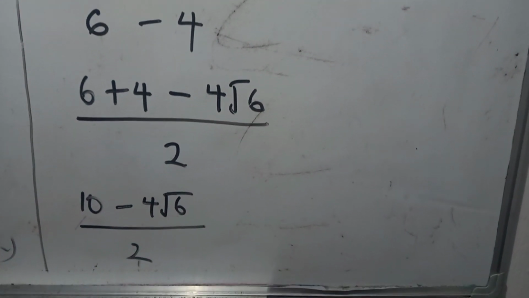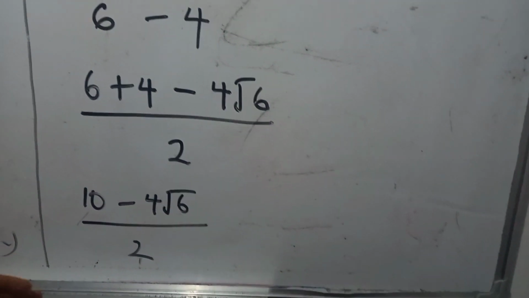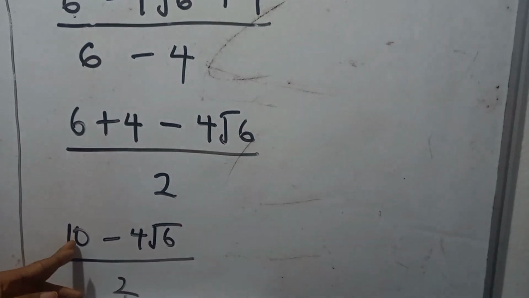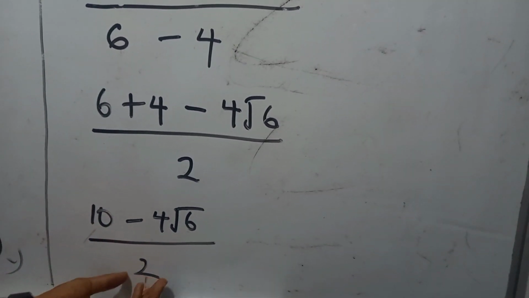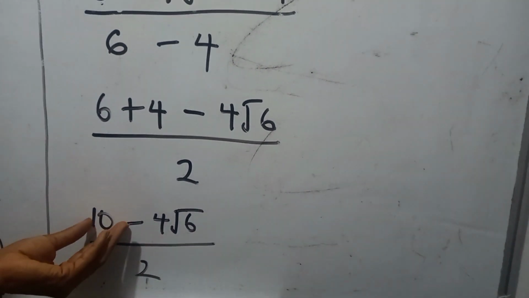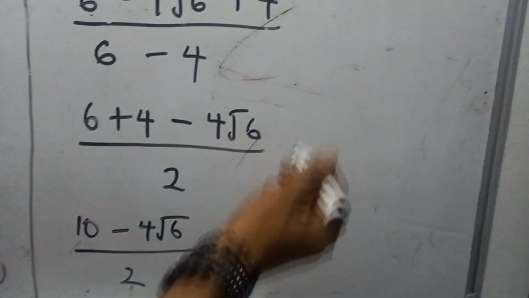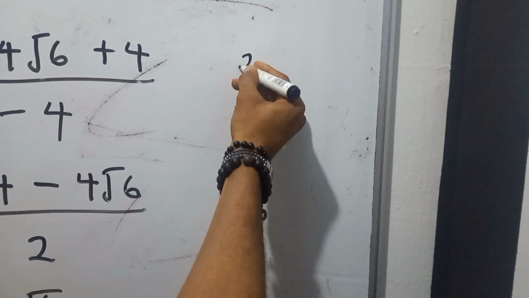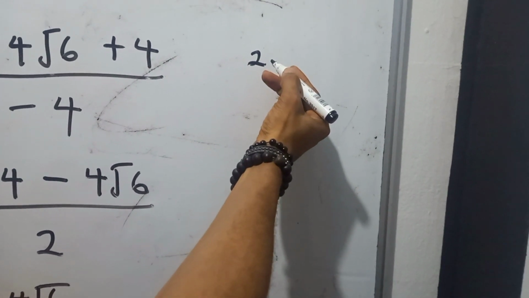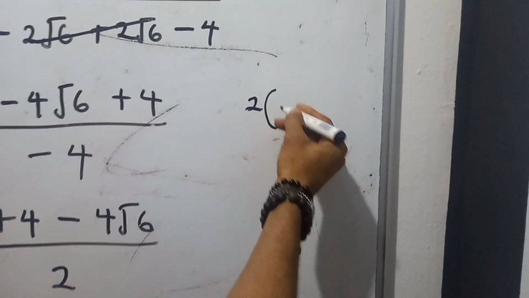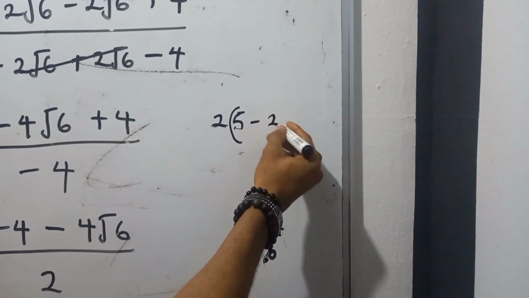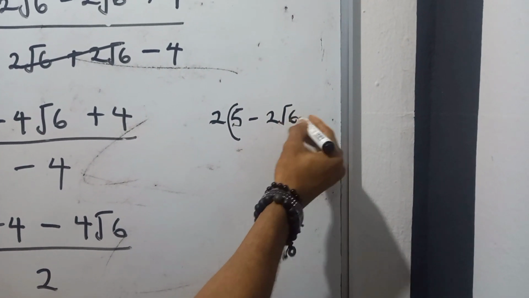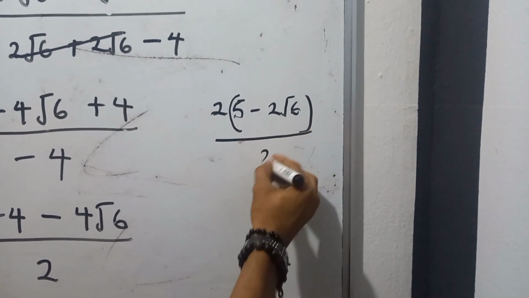Now what we are going to do is look for what is common here. 2 is common here and 2 is common here. We want to divide now by this 2. So what is common between 10 and 4 is 2, bracket 5 minus 2, so 6 over 2.